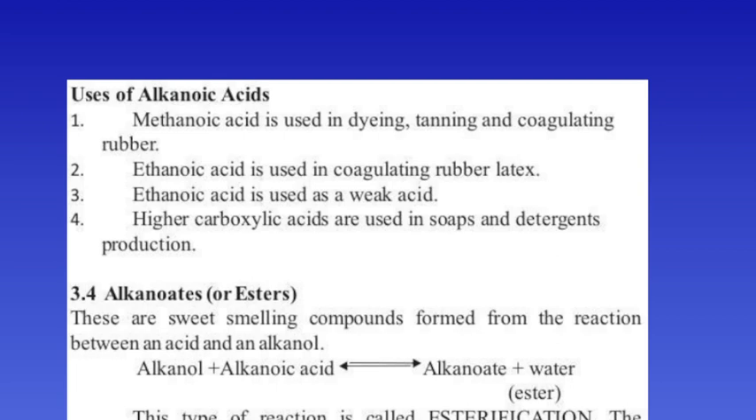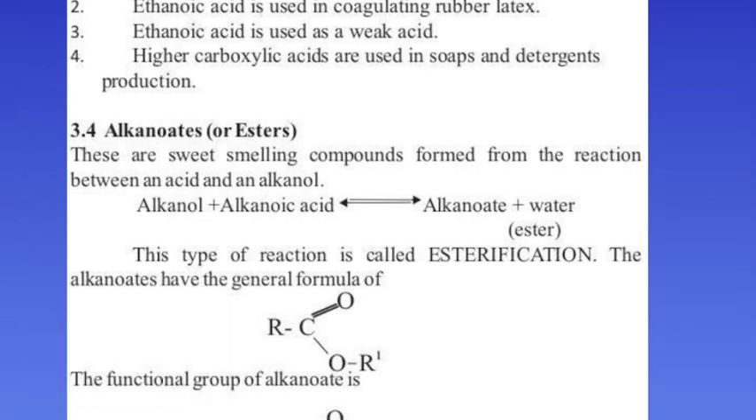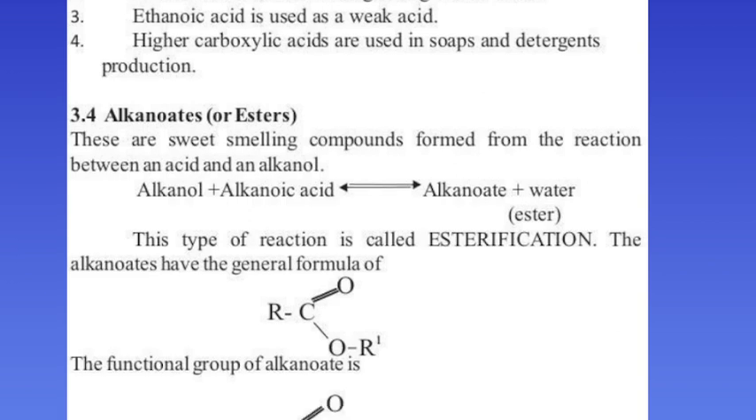What are the uses of alkanoic acids? Methanoic acid is used in dyeing, tanning, and coagulating rubber. Yes, ethanoic acid is used in coagulating rubber latex too. Ethanoic acid is also used as a weak acid, and higher carboxylic acids are used in soap and detergent production.